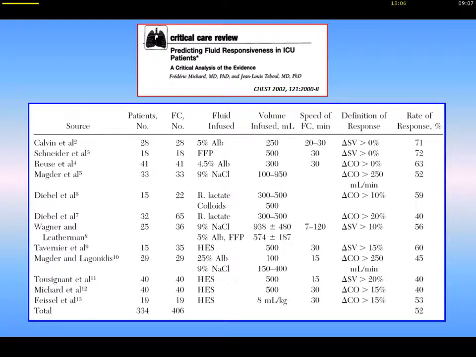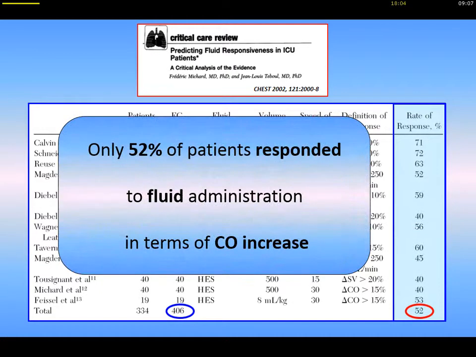This is a series of papers which were pooled in this article with Frédéric Michard, and we observed that of 400 patients with shock, only 52% of them responded to fluid administration. And this was defined by an increase in cardiac output.